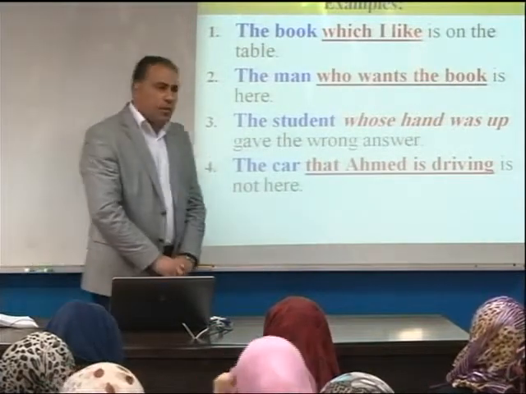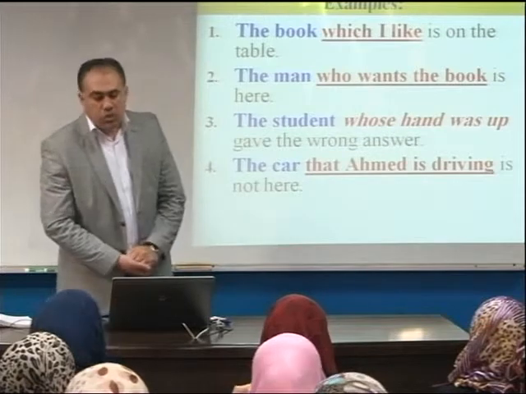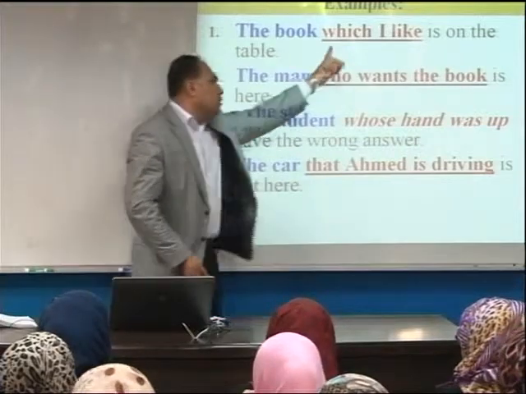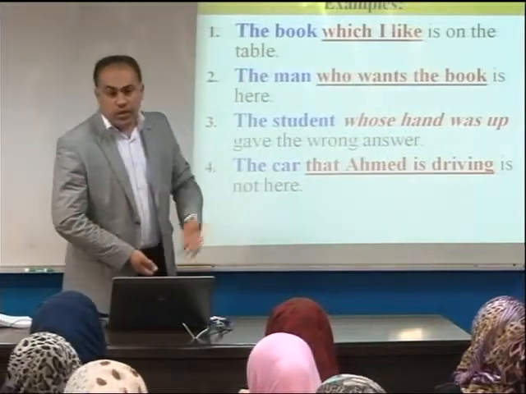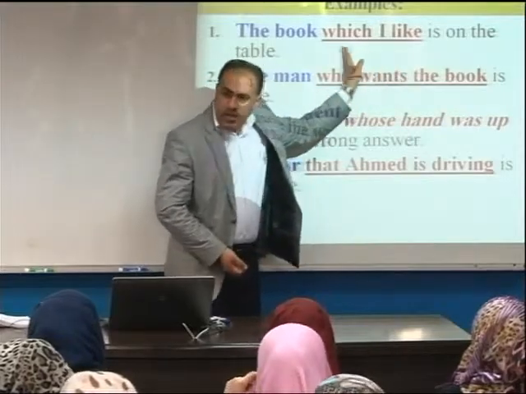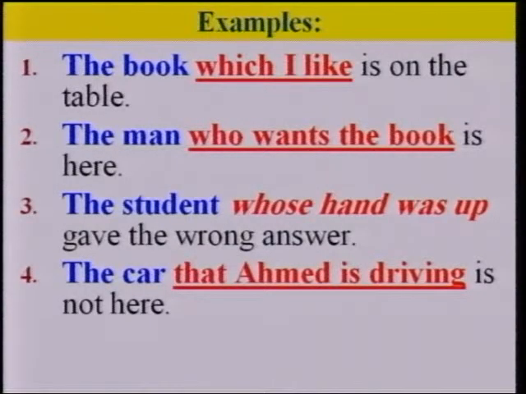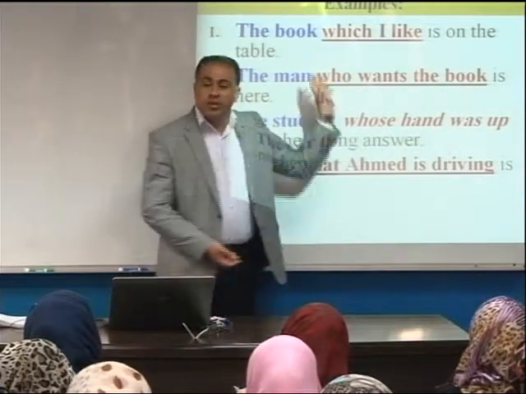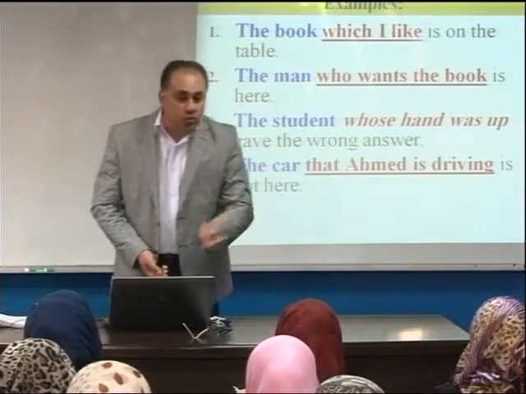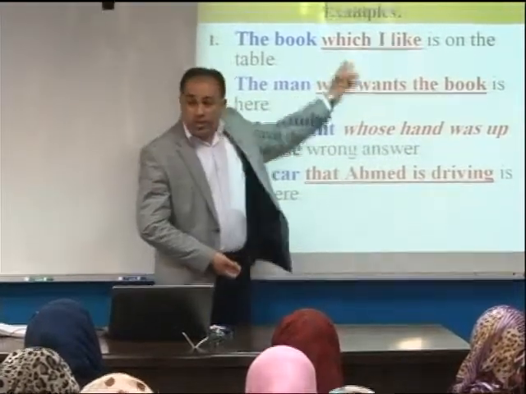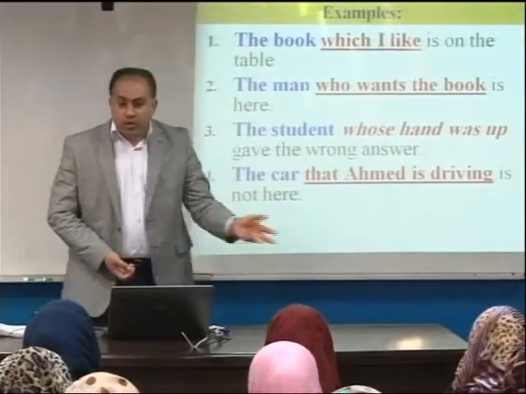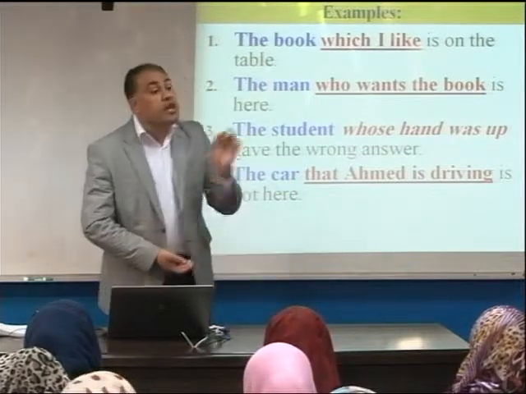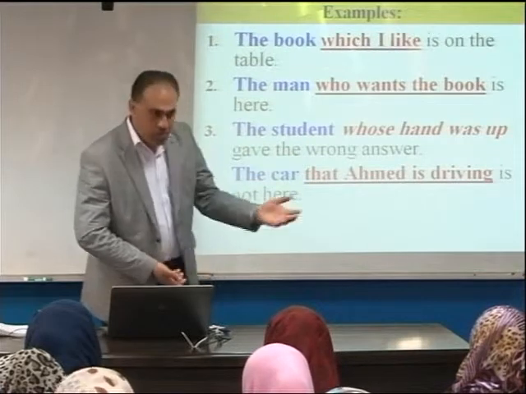Let's discuss these examples. The book which I like is on the table. Where is the adjective clause? Which I like. It has a subject and a verb, and it is a clause that begins with which in this case. What book am I talking about? Which I like. It is not the red book, it is not the blue book, not the new book or the old book, it is the book which I like. So this clause functions as a description of the book. That's why we call it an adjective clause, not an adverb clause, for example, or something else.